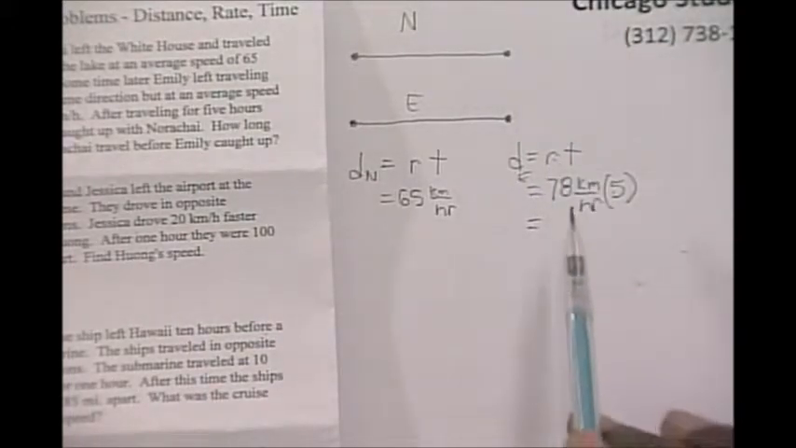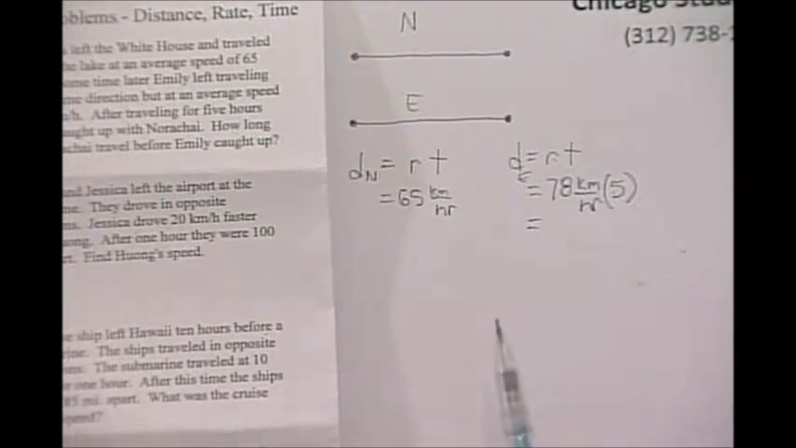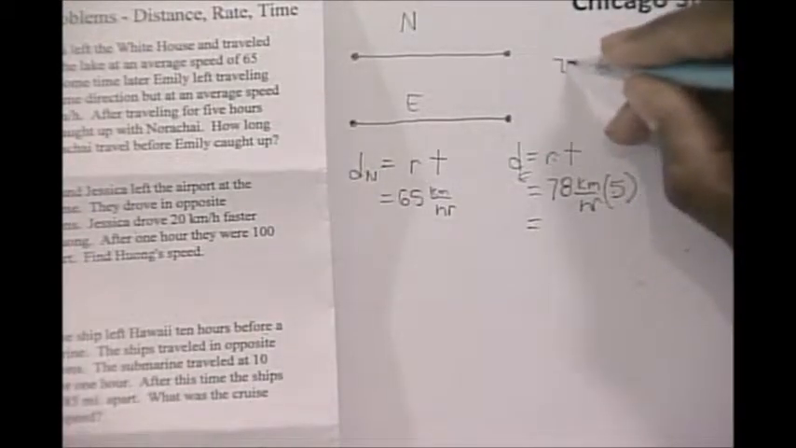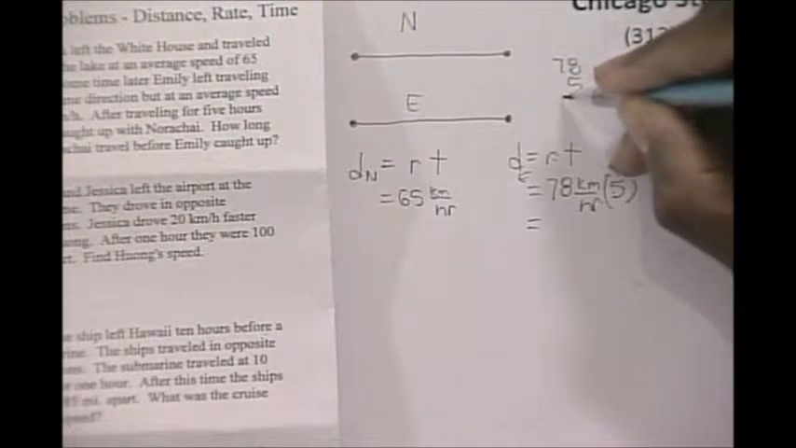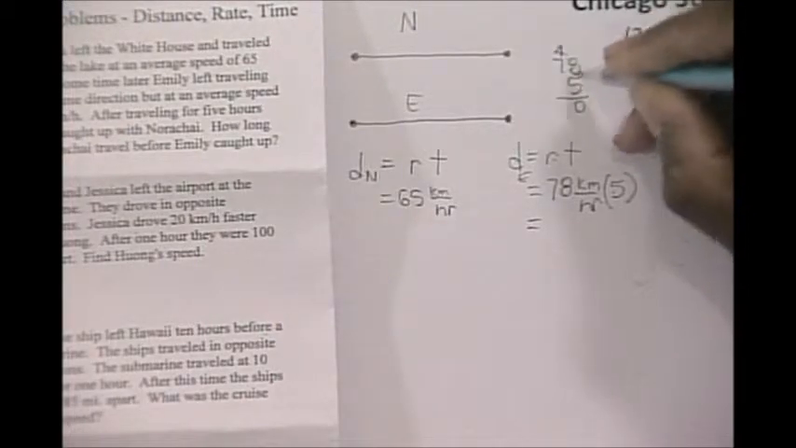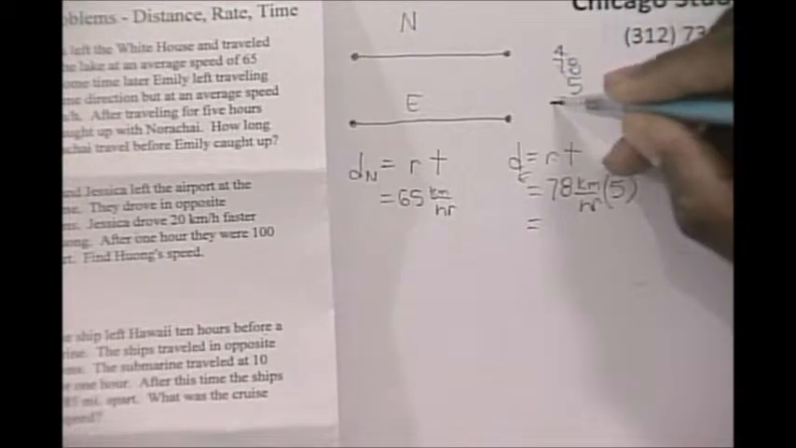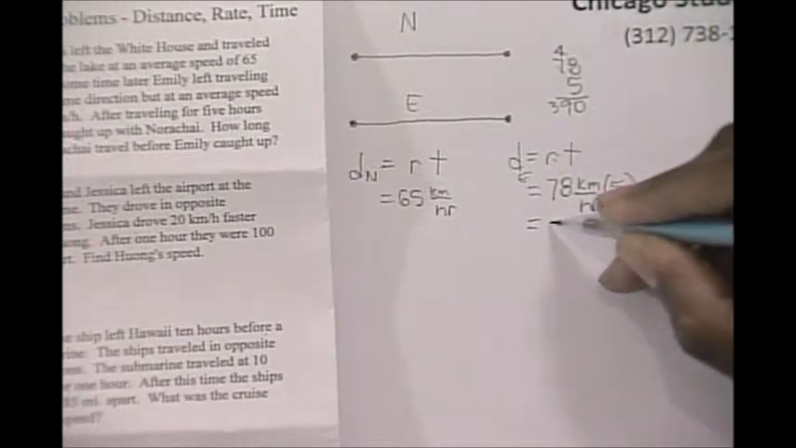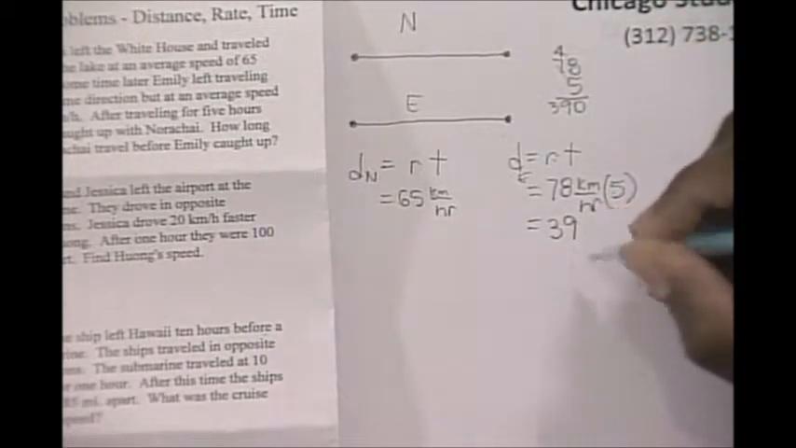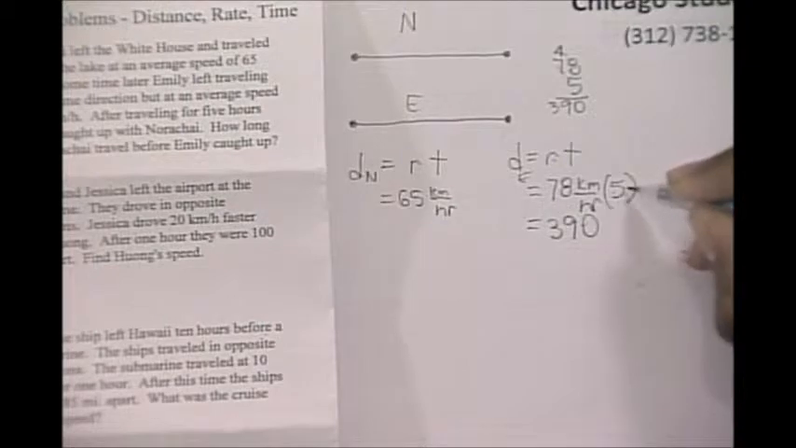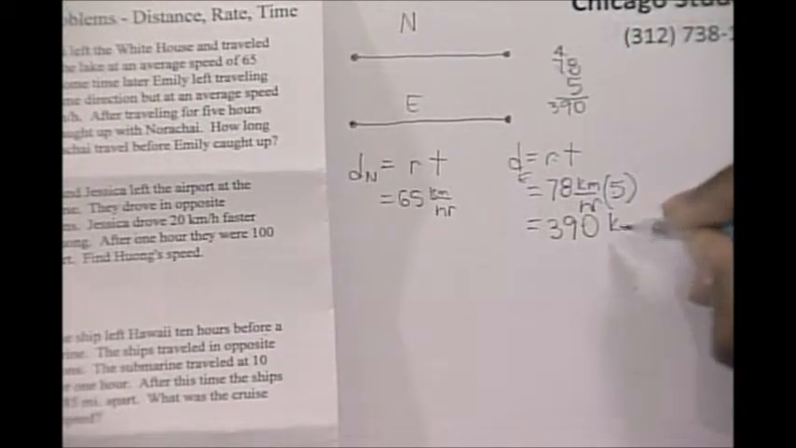Now you've got the total distance that Emily traveled, because the distance formula for Emily is rate times time. I neglected to bring my calculator, but fortunately I have my phone. But actually, this is an easy calculation. Let's just do it by hand. 78 times 5, that's 390. And the units here would be kilometers. So Emily traveled 390 kilometers.